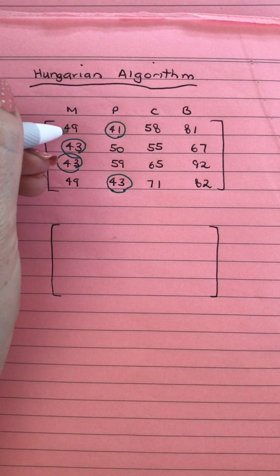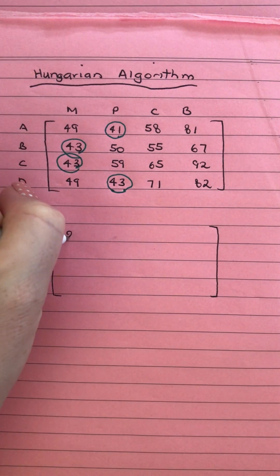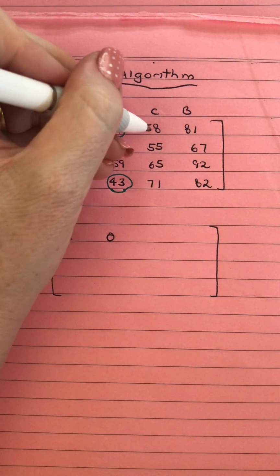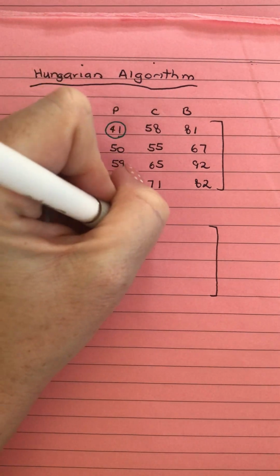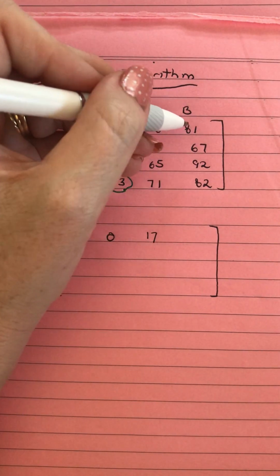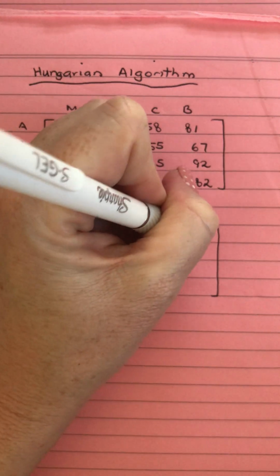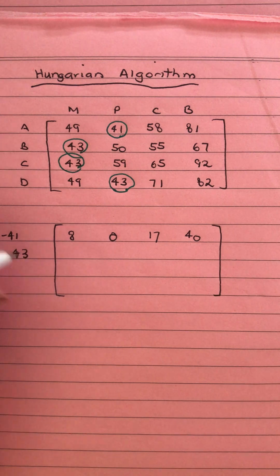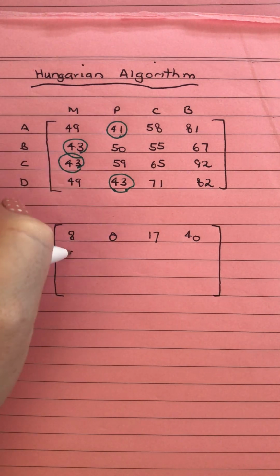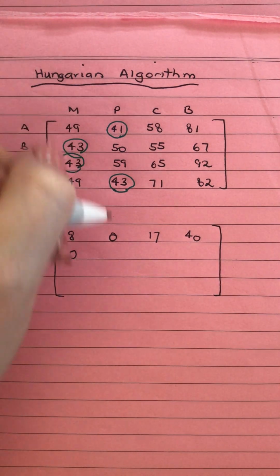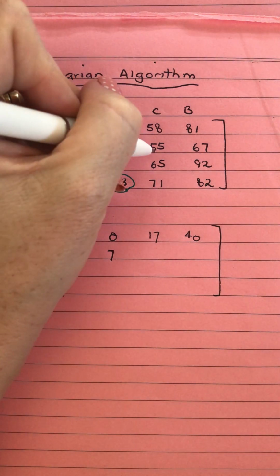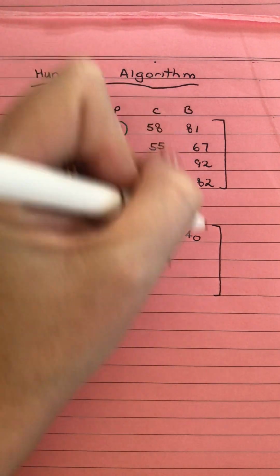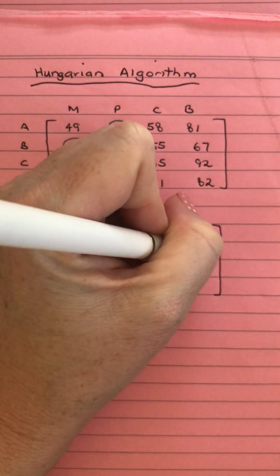So my 49 take 41 is going to be 8. My 41 take 41 is 0. My 58 take 41 is 17. And my 81 take 41 is going to be 40. On the second row, I'm going to take away 43. So my 43 take 43 is 0. My 50 take 43 is 7. My 55 take 43 is 12. And my 67 take 43 is 24.